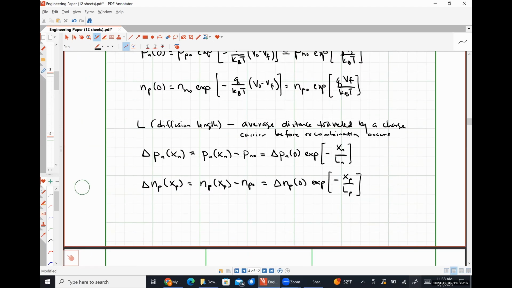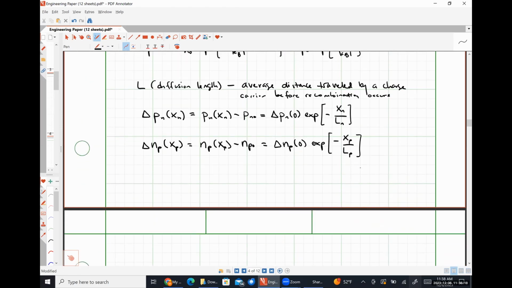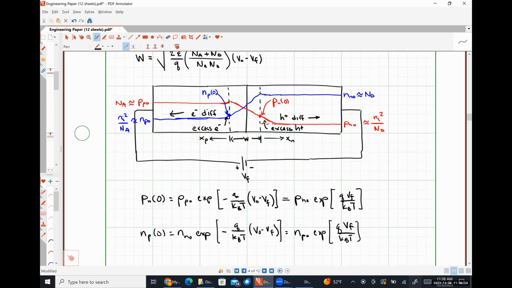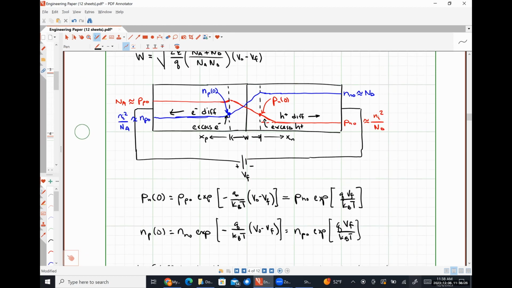So we have a concentration gradient, right? We can literally see it. Let me scroll back to this, right? There are more holes here than there are holes here. There are more electrons here than there are over here, which means we are going to have a diffusion current going on.